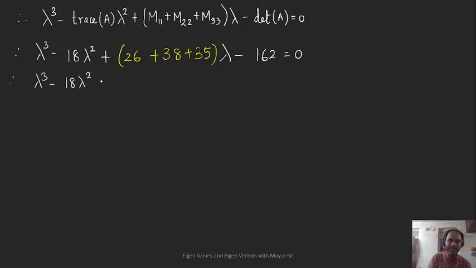Okay, now let us quickly calculate. This is lambda square, and then on solving this, you have 26 plus 38 plus 35 is 99 lambda minus 162. Okay, can you now calculate the roots of this equation? In your calculator you must get 3 different answers. Check your answer.